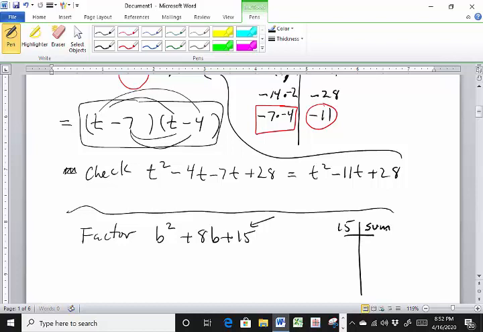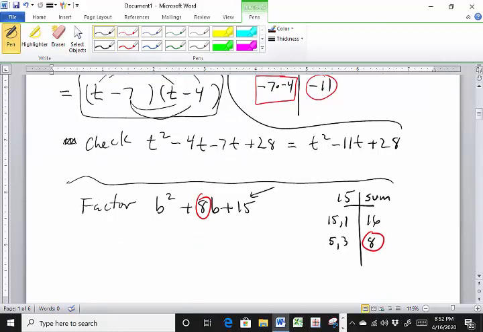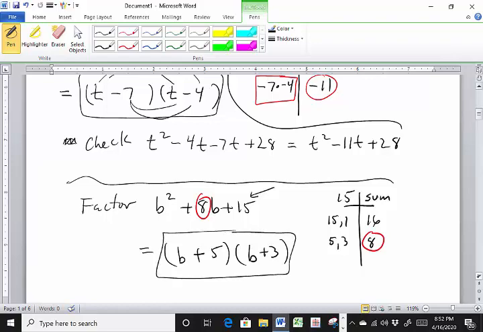So 15, and what's the sum? So everything's positive, so it's just 15 and 1, 5 and 3. Those are really the only options. So here we have 16, here we have 8. So there's the 8, there's the 8. So that's simply going to equal 2 binomials, which is b, going to be there, and then plus 5 and plus 3. So this is the factored form. Okay?